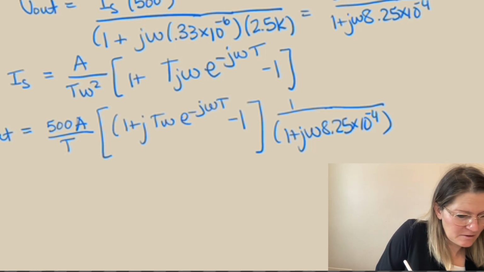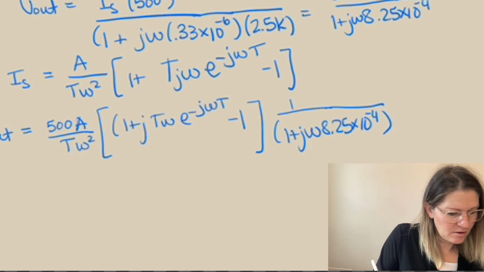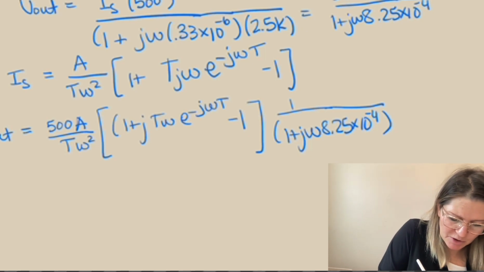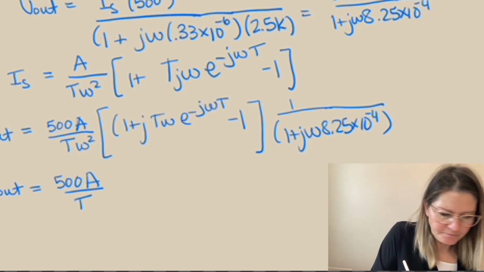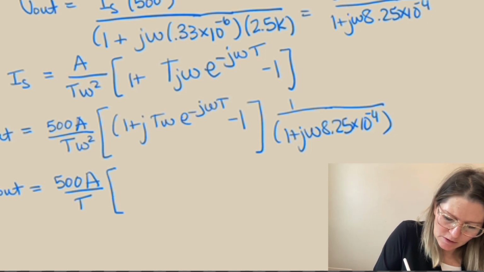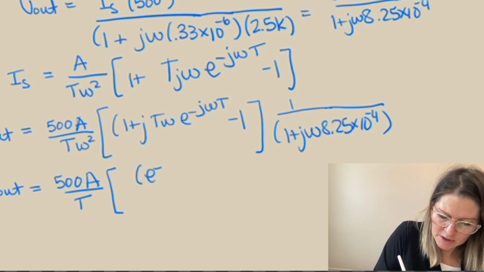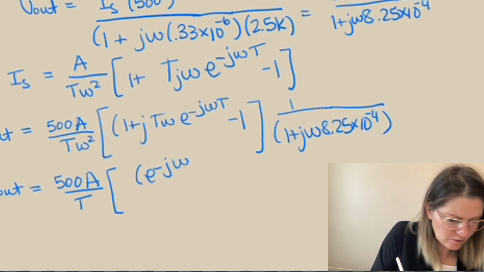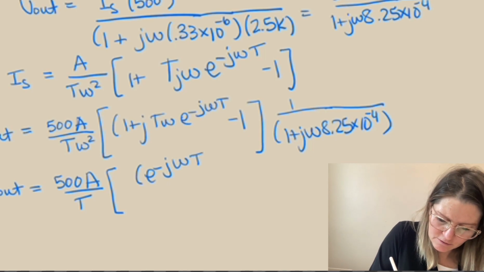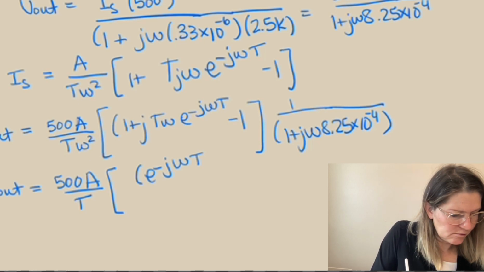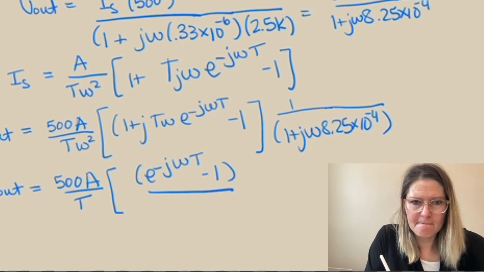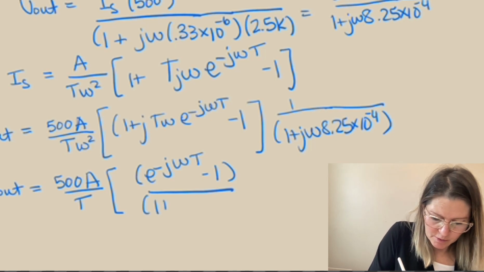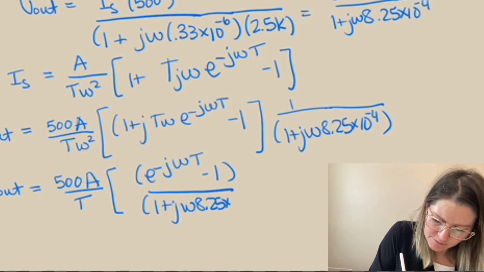Missing the omega squared. Okay, and then we can separate this out to e to the minus jt minus 1 all over 1 plus j omega 8.25 times 10 to the minus 4th.